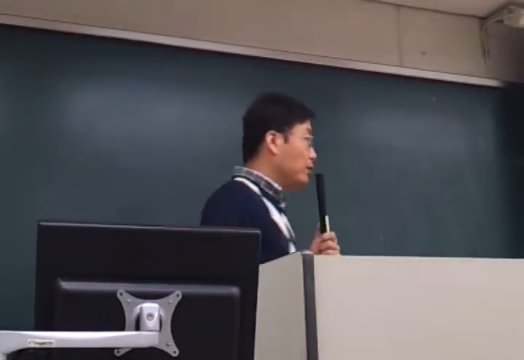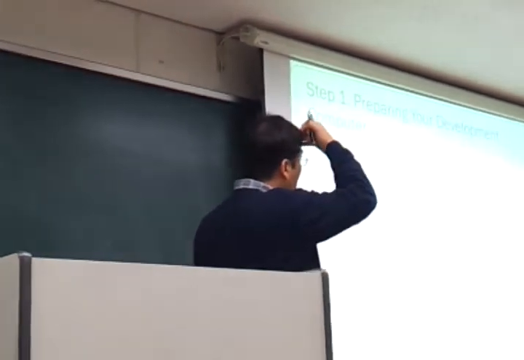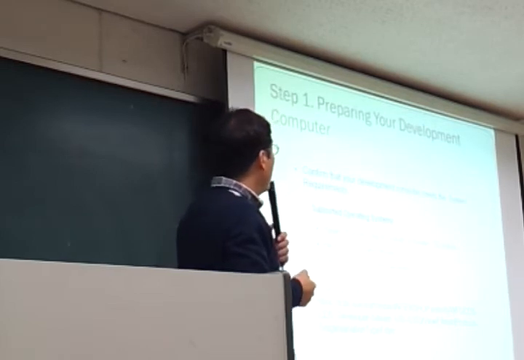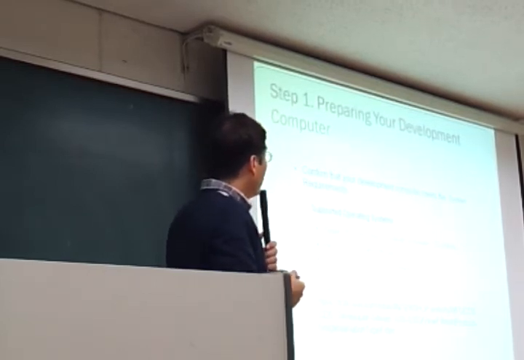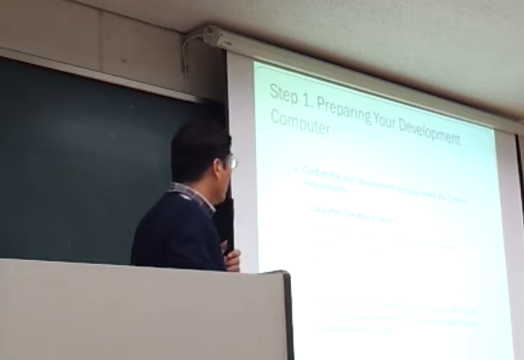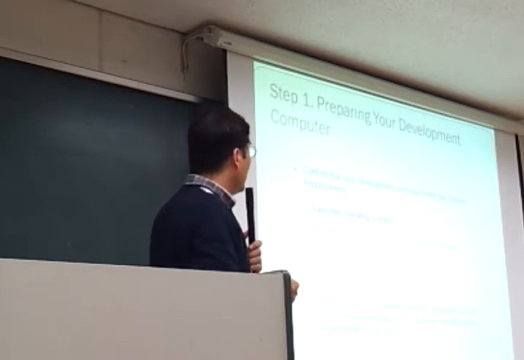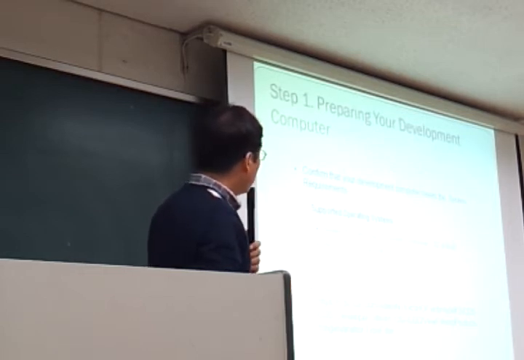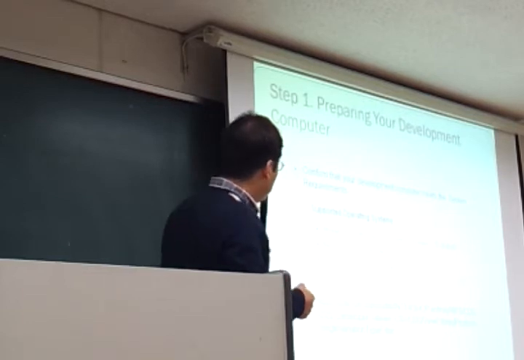Okay. So we'll have a quick look at these steps. The first step is preparing your development computer. So confirm that your development computer meets the system requirements. Okay. So you have the supported operating systems: Windows XP, Vista, Windows 7, Mac OS X or later, and Linux. Okay. So these, of course, probably most of you have Windows XP or Windows 7. And then you can download the JDK. Okay. So first thing, you'll need Java.